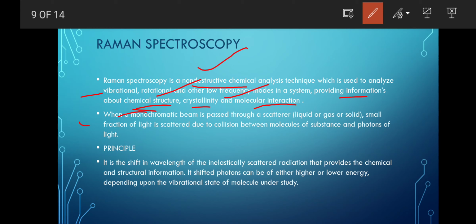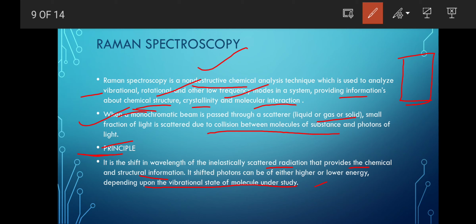When a monochromatic beam is passed through a scatterer, a liquid, gas or a solid, a small fraction of light is scattered due to the collision between the molecule of the substance and photons of the light. So we have the monochromator, which is a device. On the basis of the principle, we will be able to understand it more briefly: it shifts the wavelength of an inelastically scattered radiation that provides the chemical and the structural information. These shifted photons can be either of higher or lower energy depending upon the vibrational state of the molecule under study.